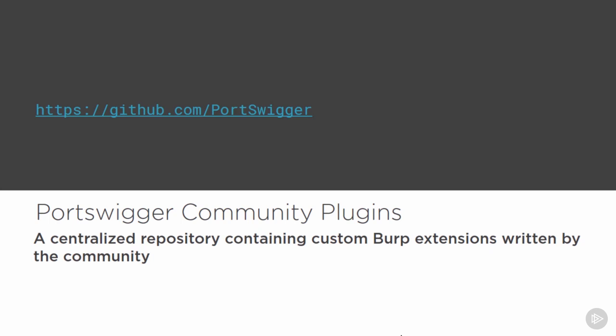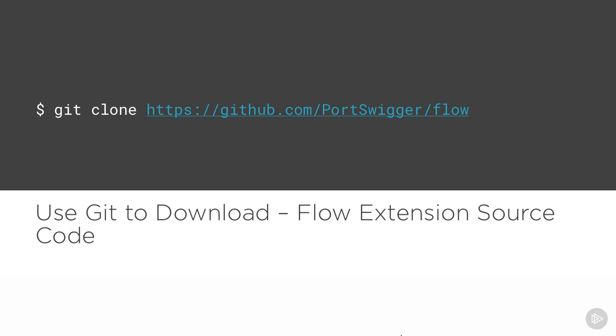https://github.com/portswigger. This is a centralized repository that contains all of those custom Burp extensions that you see inside of the BApp store. And of course, all of these are written by the community. They're written by everyday users and developers, people that needed some sort of specialized functionality and decided to write a custom plugin. So the particular custom plugin that we're going to look at is called Flow.